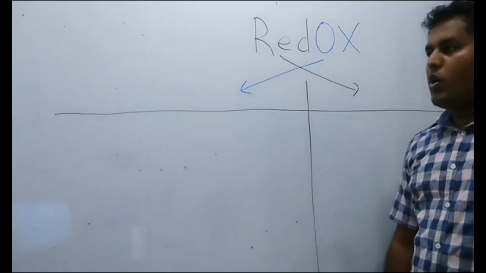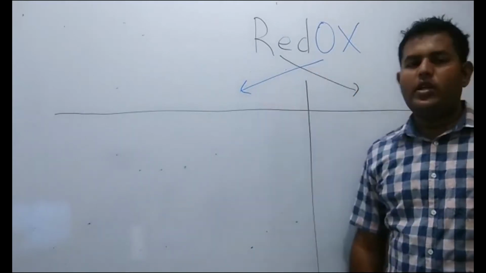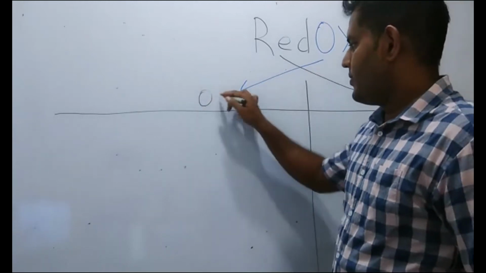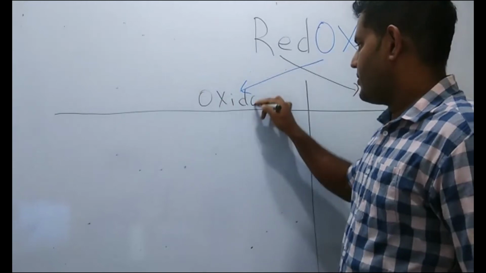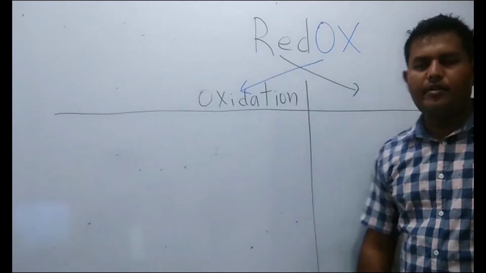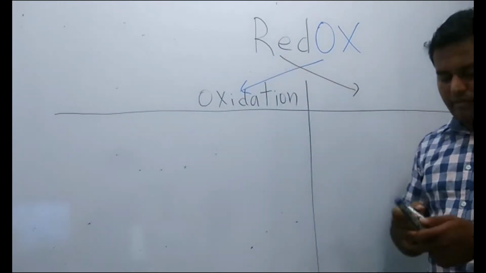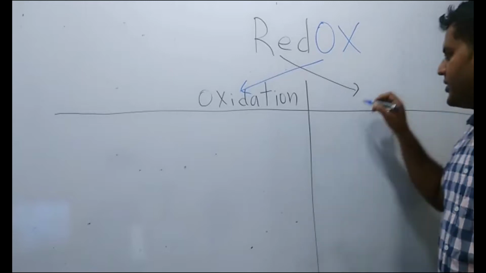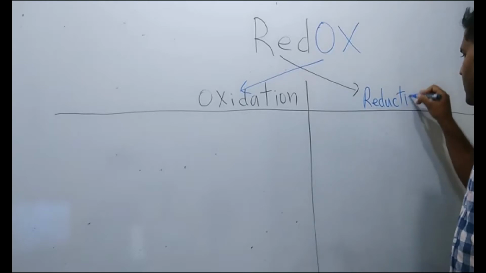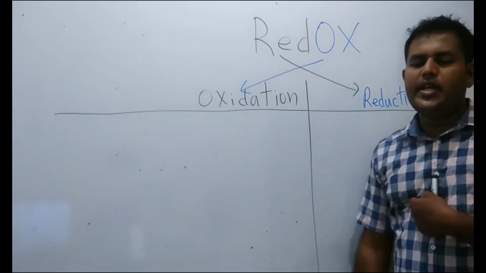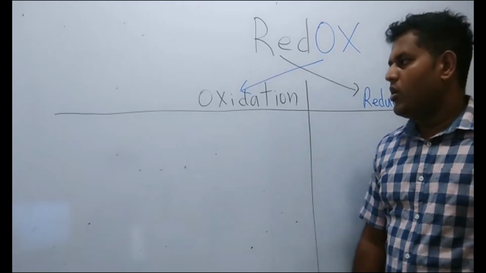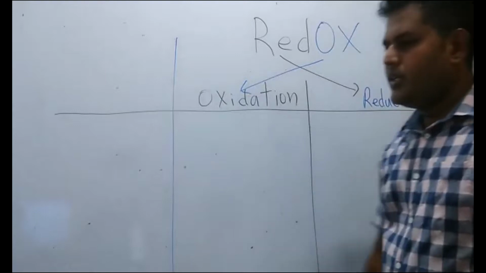Yeah. Ox means what? All of us. Ox, oxidation. Red means reduction. So this word redox is a combination of two processes called oxidation and reduction. Right? So let's see what is oxidation and what is reduction.